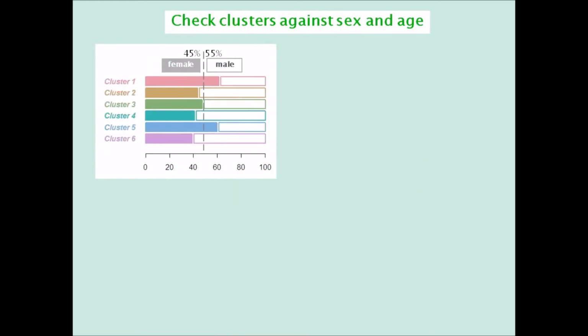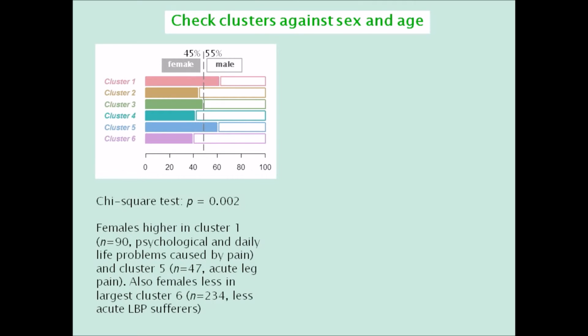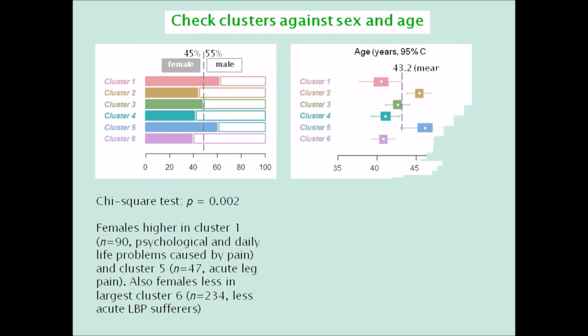To understand the cluster demographics, this plot shows the gender distributions in the 6 clusters. There are significant differences according to the chi-square test, with females proportionally higher in the 2 smaller clusters, 1 where pain causes psychological and daily life problems, and 5, the cluster associated with acute leg pain. Females are proportionally less in the largest cluster of less acute lower back pain sufferers, that's cluster 6.